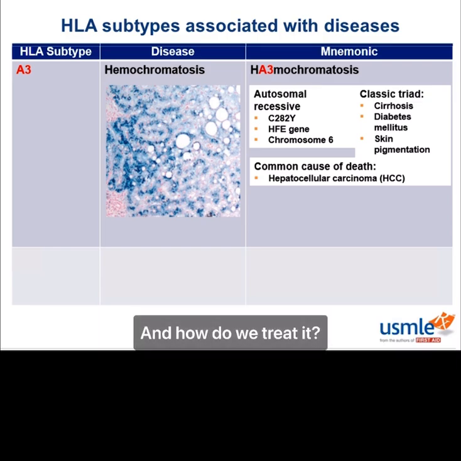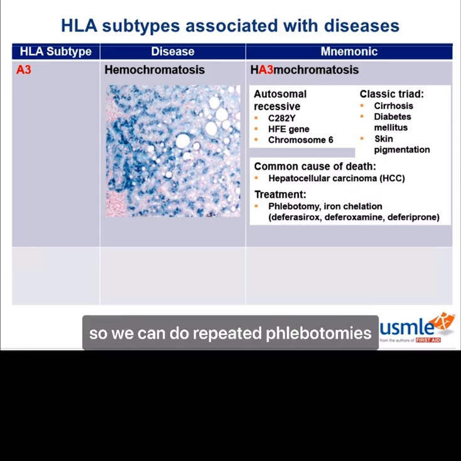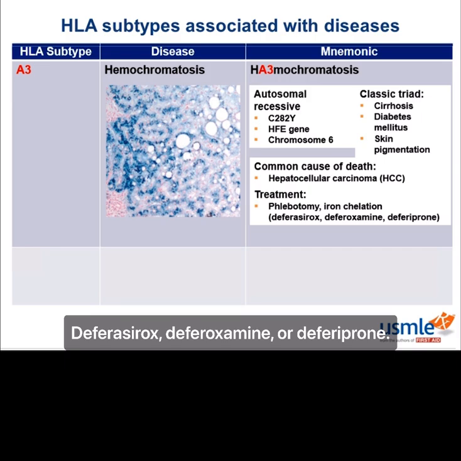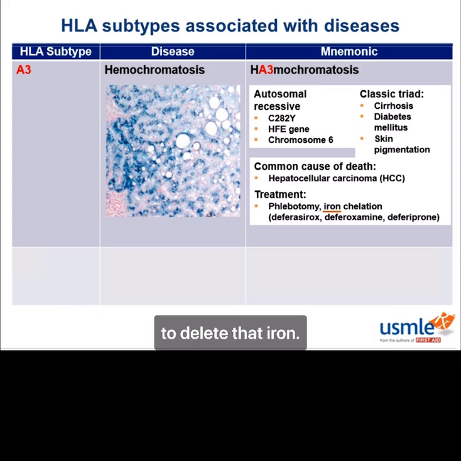And how do we treat it? We need to get rid of that iron, so we can do repeated phlebotomies or chelate that iron. With what? Deferasirox, deferoxamine, or deferiprone. Fe stands for iron. So it's like we're trying to delete that iron.